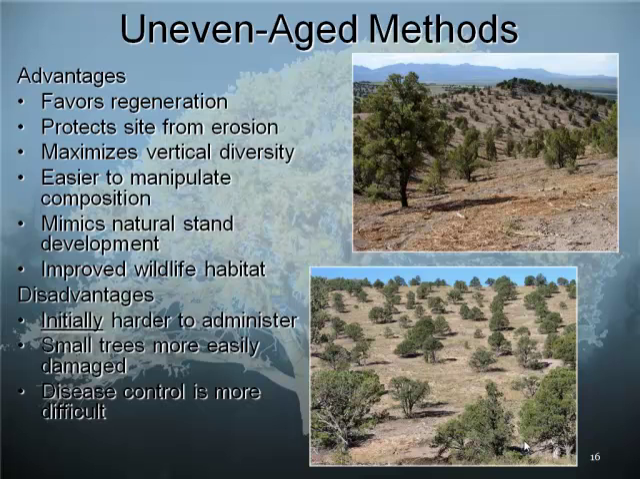Some disadvantages. Initially, it's a little bit harder to administer, because it's easy to send out a cutting crew and say, cut all trees below a certain size. That doesn't take much thought. But with uneven-aged, it's a little bit harder to train folks to do that. More slides later will show that a little better. Also, small trees are more easily damaged during operations, and disease control might be more difficult as well.